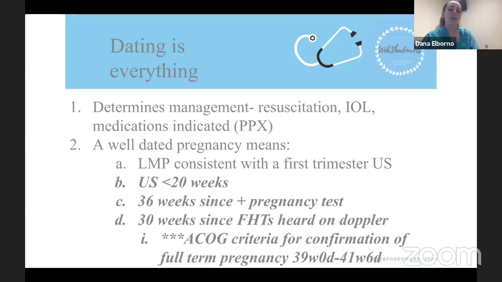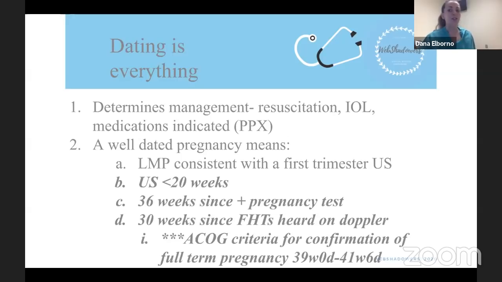So the ways that we date a pregnancy for a patient is, one, we look at their last menstrual period. We ask them whether or not their periods were regular or irregular and whether or not they track their periods to get a sense of how reliable their recall of their last menstrual period is. And in best case scenarios, we learn of a pregnancy early and we're able to have a first trimester ultrasound that shows dating consistent with the last menstrual period.